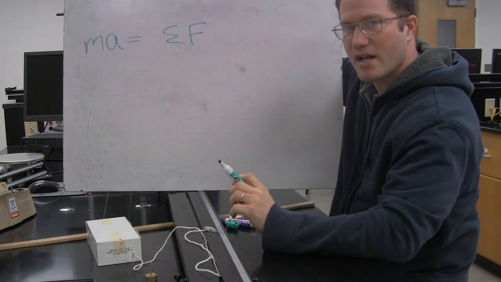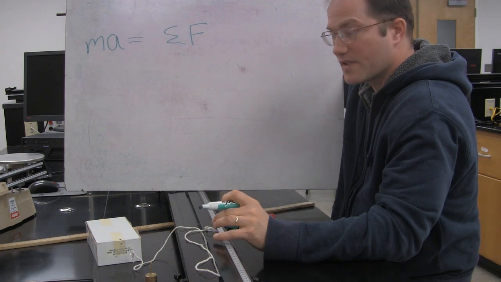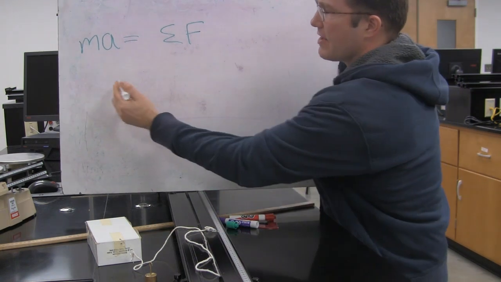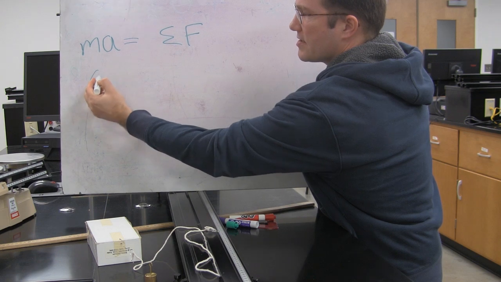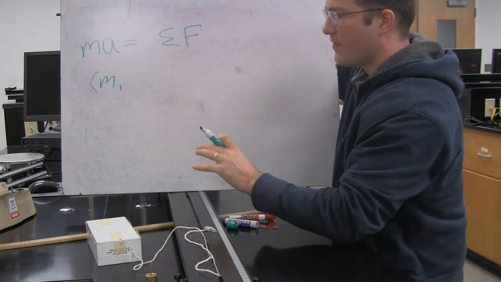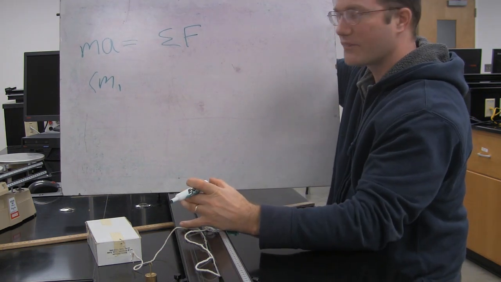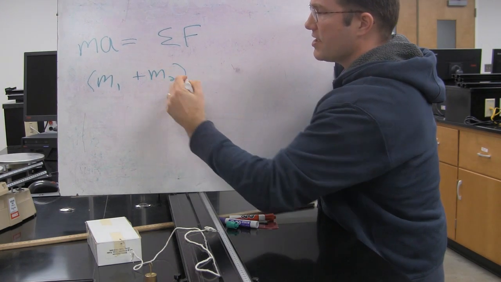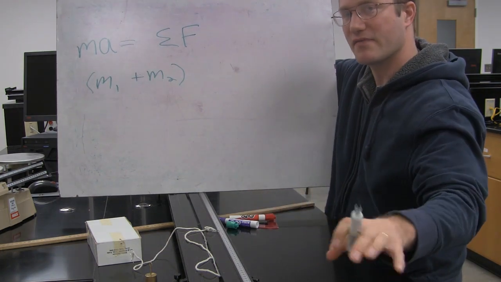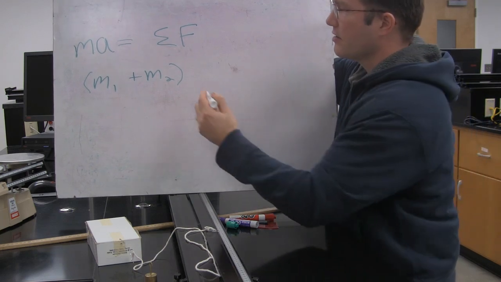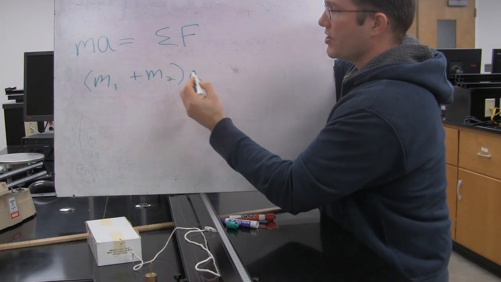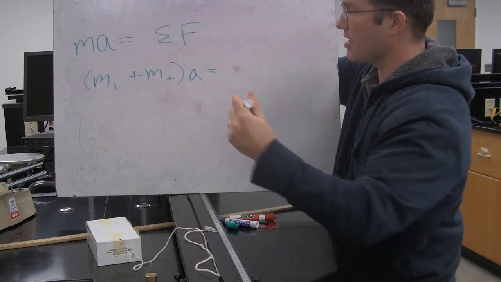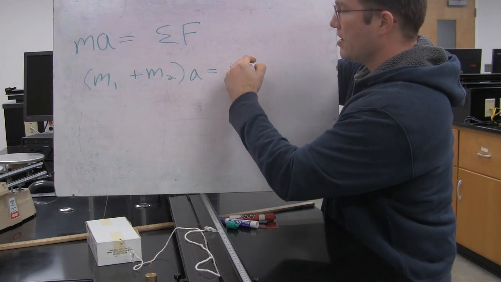Now, in the case of the modified Atwood machine, which we used to study Newton's law, we found that the system mass was m1, the mass of the rolling cart, plus m2, the mass of the hanging mass that provided the net force, times the acceleration of the system is equal to the net force, which was the weight of the hanging mass, so that was m2 times g.